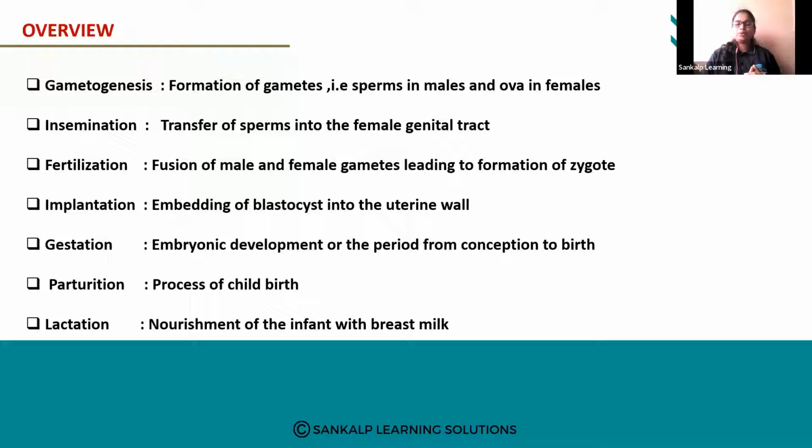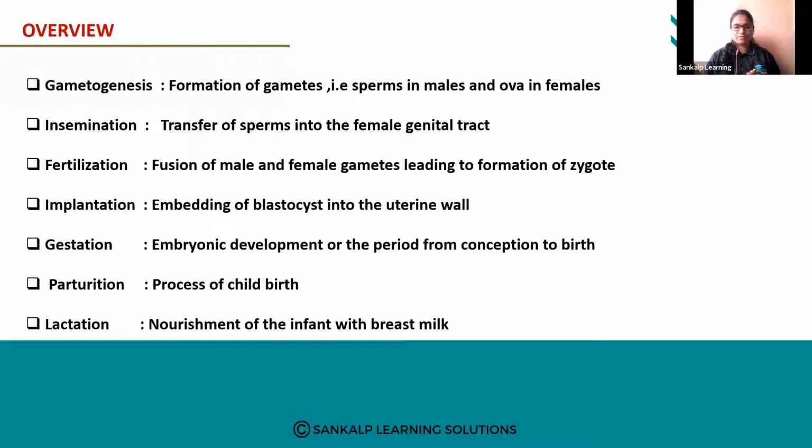Then when we come to insemination, what do you mean by insemination? It is transfer of sperms into the female genital tract. That process, transferring of sperms into the female reproductive tract, is called insemination. Next we have fertilization. Fusion of male gamete with the female gamete leading to the formation of zygote. That is, the male gamete and female gamete fuse and form a zygote. This process is called fertilization.